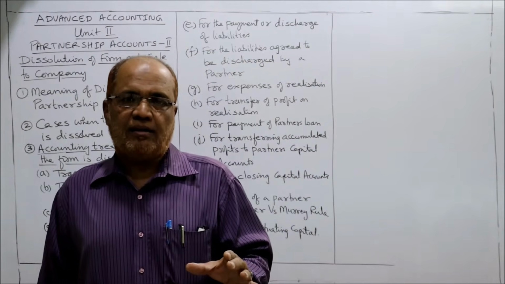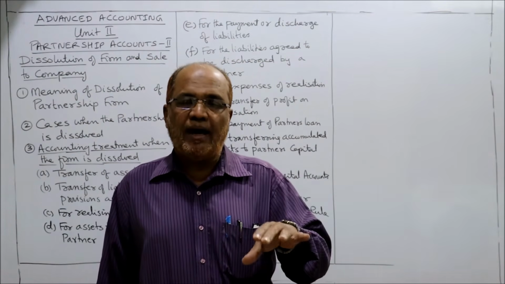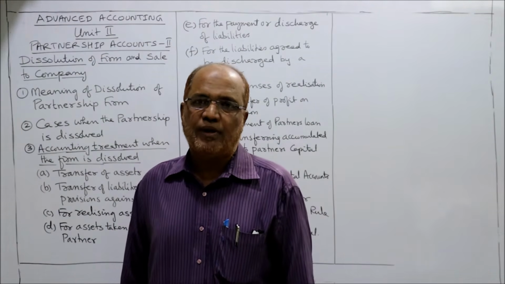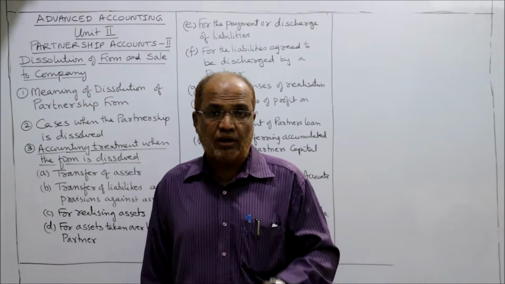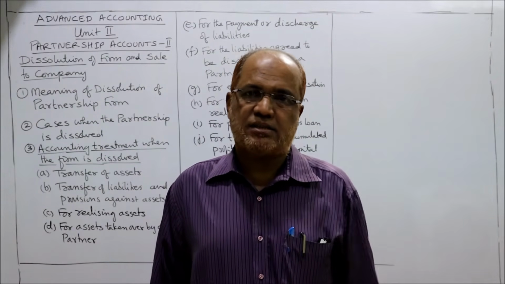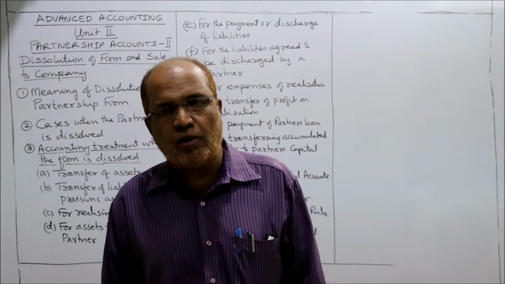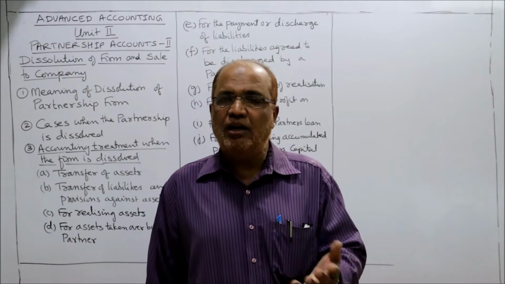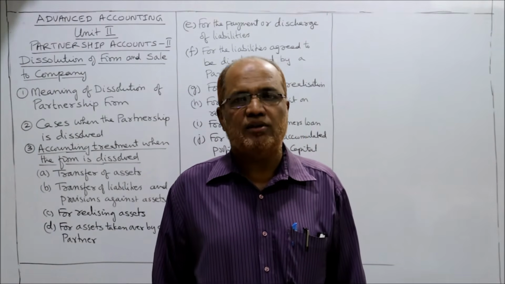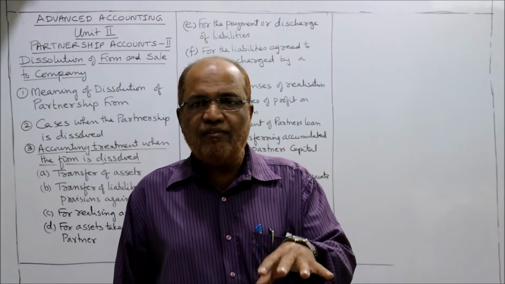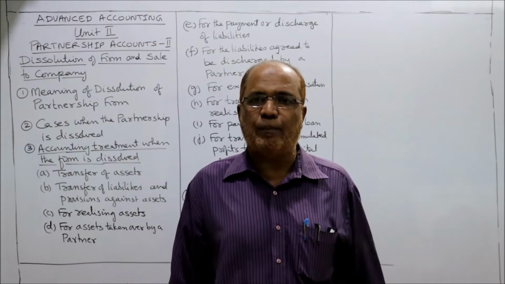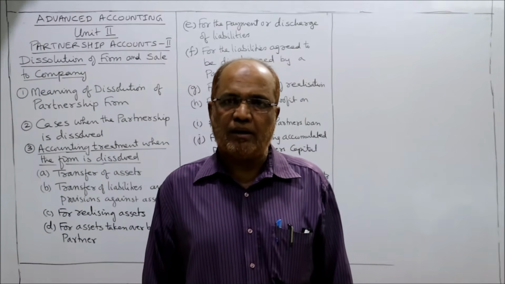When a partner is unable to pay any amount due to the firm, the partner is called insolvent partner. Normally, insolvent का मतलब क्या होता है? When a person's liabilities are more than assets. अगर एक आदमी के liabilities बहुत ज़्यादा हो गए और assets नहीं हैं, he is unable to pay the liabilities, he is called insolvent. So in partnership firm, if a partner is unable to pay the debt due to the firm, the partner is called insolvent partner.